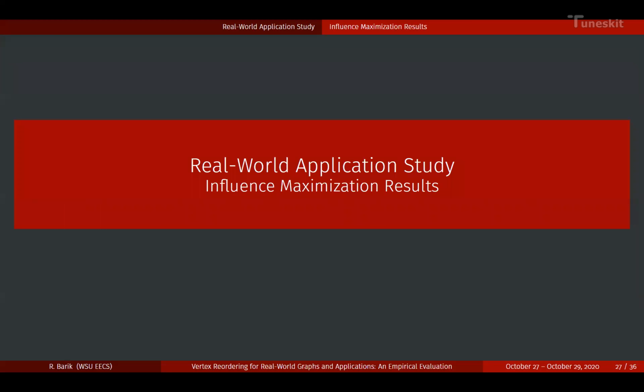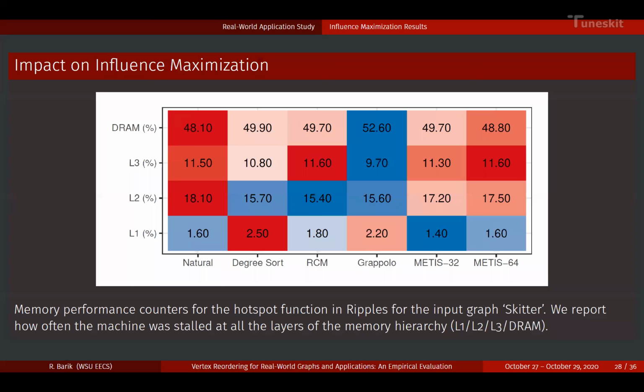We now turn our attention to influence maximization, more specifically the state of the art, which is called Ripples. A way to judge performance would be to look at the throughput of the algorithm's sampling procedure, which is the hot routine of the implementation, and the corresponding execution time. But we'll get to that. First, we take a look at the memory boundedness results for the largest graph for which this analysis was possible, which is the skitter graph.